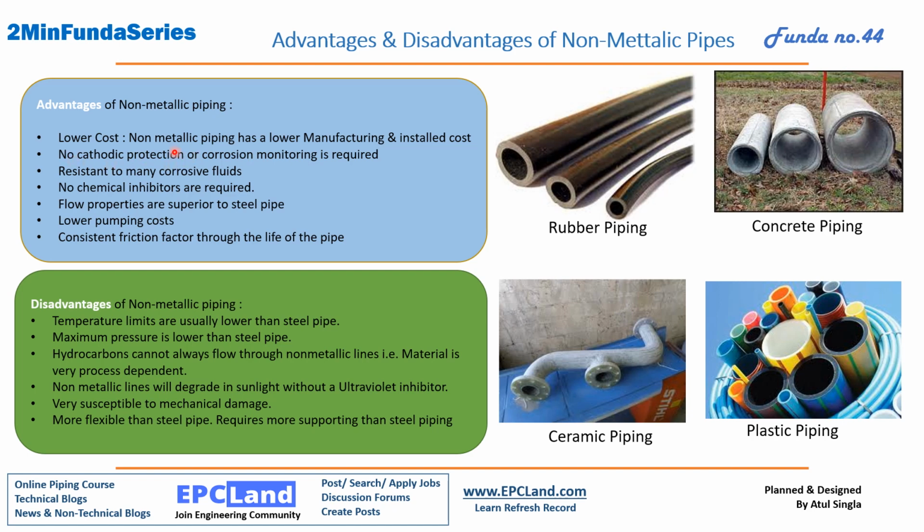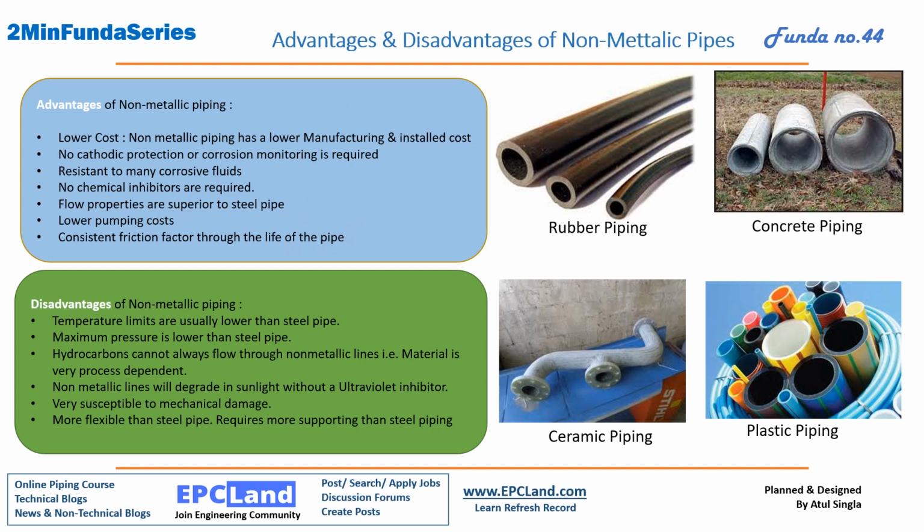No cathodic protection is required. Corrosion monitoring is not required, which is very much required in metallic piping, for example in steel. Resistance to many corrosive fluids, this is a main advantage. No chemical inhibitors are required. If we are using non-metallic, then these are not required. Flow properties are superior to steel pipe. Lesser friction and other benefits are there. Lower pumping cost. So cost is a major benefit. Pumping cost is less, manufacturing cost is less, installation cost is less. Consistent friction factor, therefore more life of the pipe. So these are the main advantages.